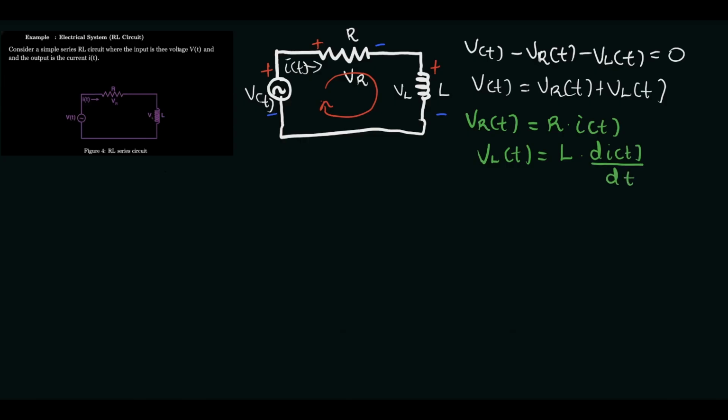So knowing this, we will now have V(t) equals R i(t) plus L di/dt. So this is your first order linear ordinary differential equation. So we have another example right here.